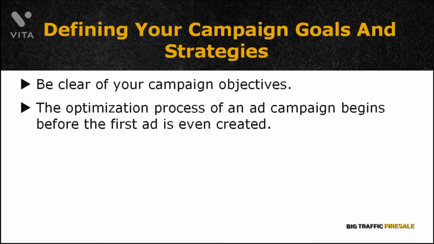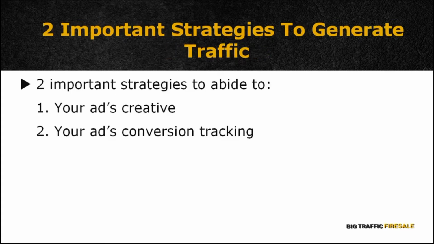In the earlier modules, we've emphasized on how important it is to be clear of your campaign objectives. The optimization process of an ad campaign begins before the first ad even gets created. In the context of driving traffic to your website or landing page to generate sales, there are 2 important strategies to abide by. 1. Your ad's creative. 2. Your ad's conversion tracking. Firstly, it's your ad's creative.